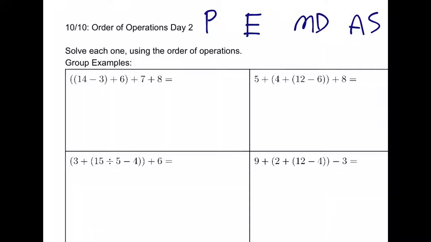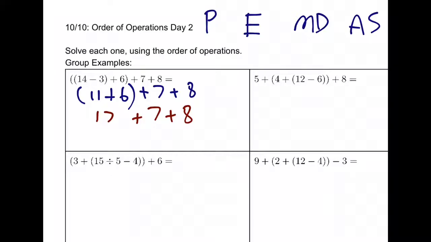So if we consider 14 minus 3 plus 6 plus 7 plus 8, the first thing we deal with is the parentheses. And you might notice there are 2 sets of parentheses. So which one do we do first? Well, these are layered. So we start with the inside layer first, and we get 14 minus 3 is 11. So the first step, the inner parenthesis, we combine like so. Next up, the next layer of parentheses, 11 plus 6 is 17.